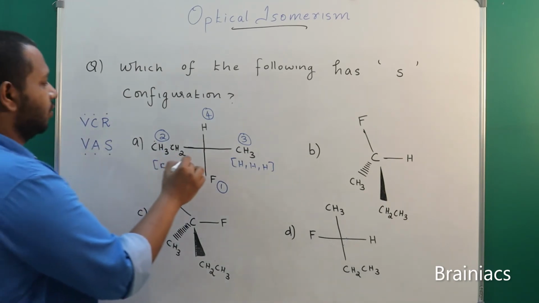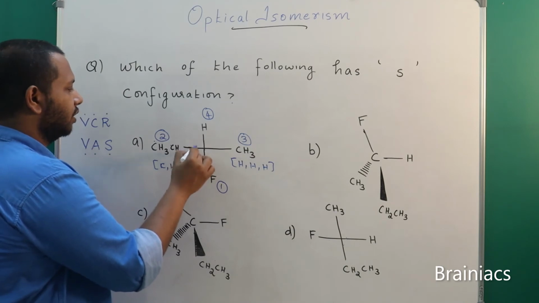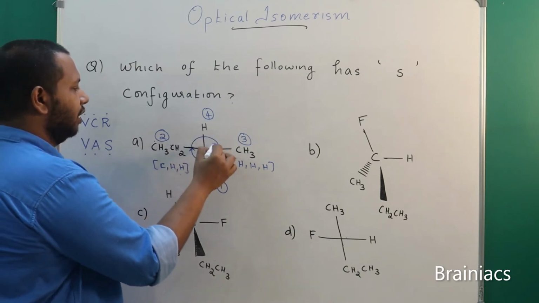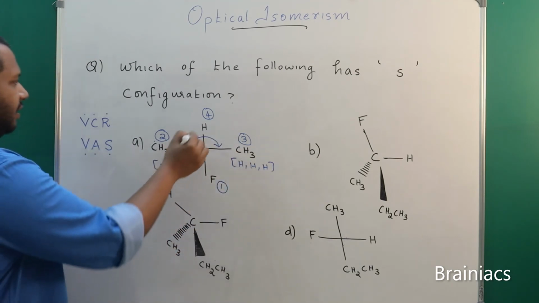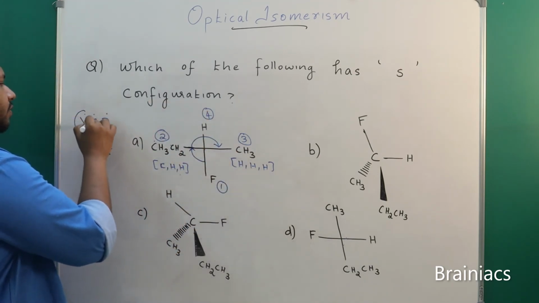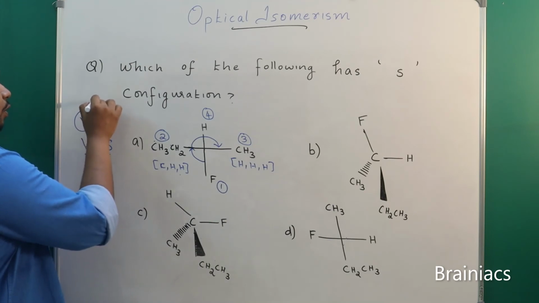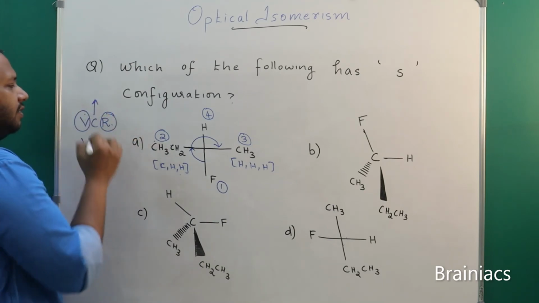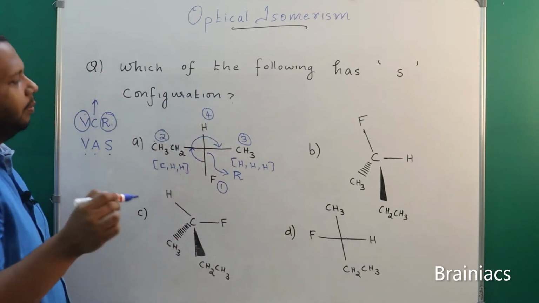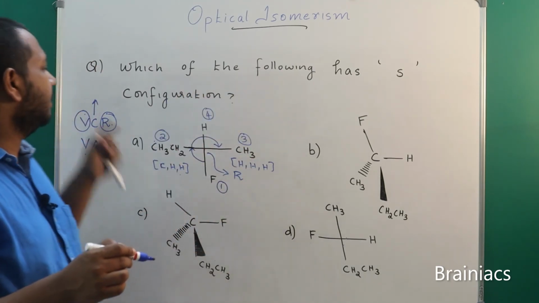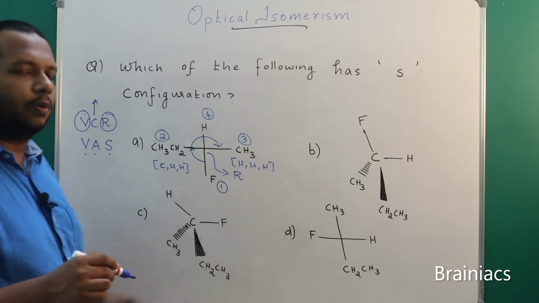Now we see the rotation. See the rotation from 1 to 2 and 2 to 3. In what direction is it rotating? It is rotating clockwise. So the least priority group is present on the vertical side and the rotation is clockwise. So its configuration is R. But in the question they are asking which of the following has S configuration. Now let's look at the other one.